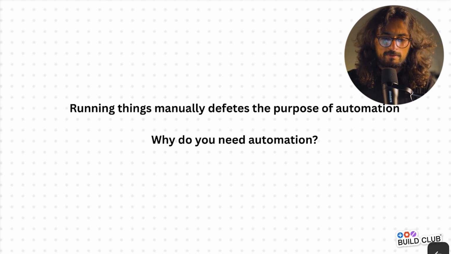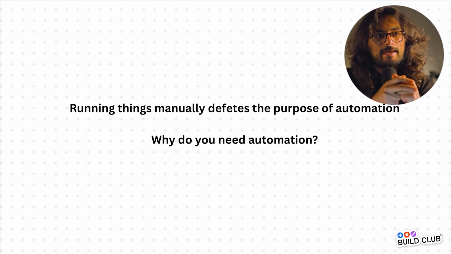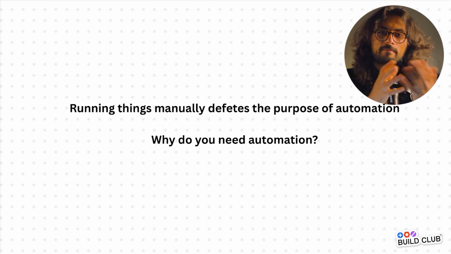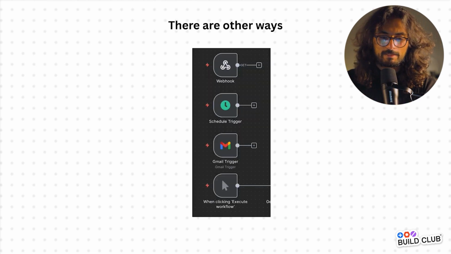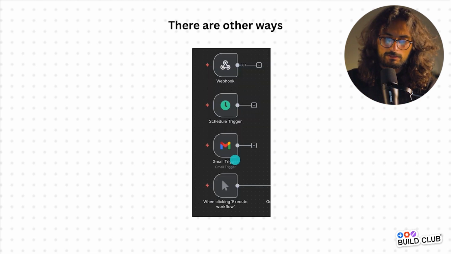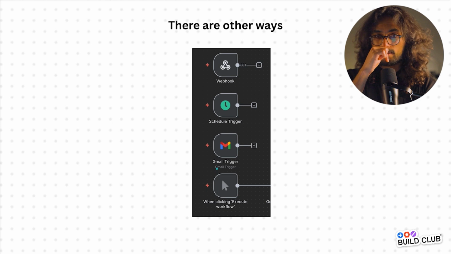So why do we need automation? It basically saves us time. We need automation to make our lives easier and have these things run on their own. So these are other ways you can start a workflow.